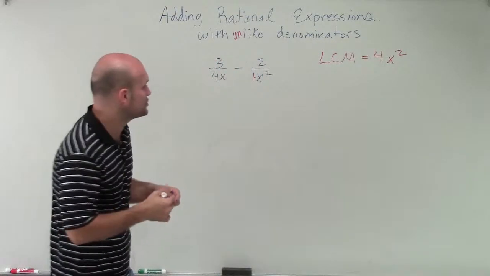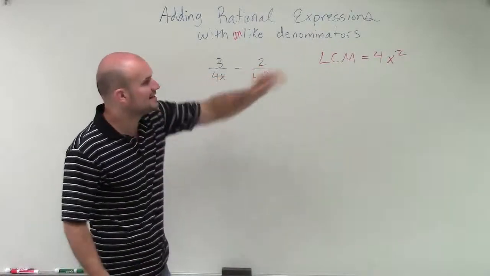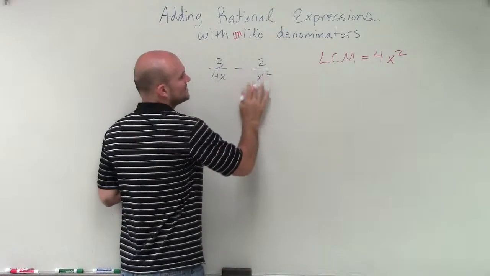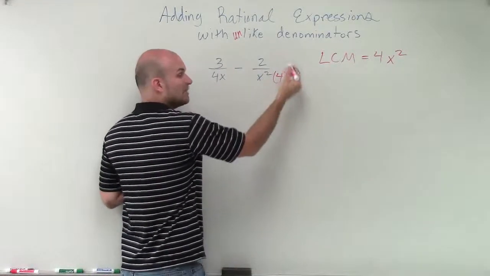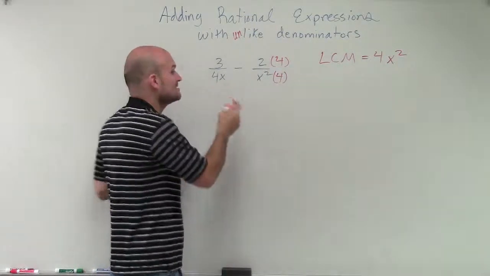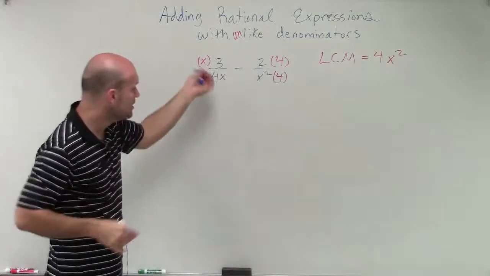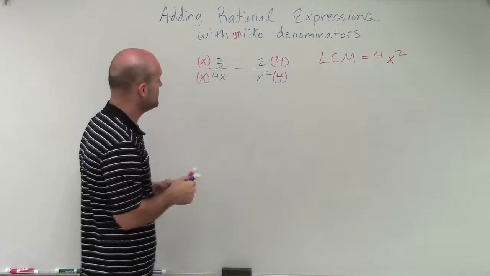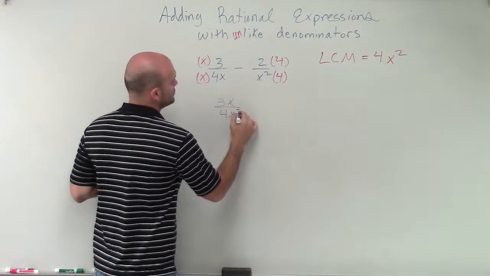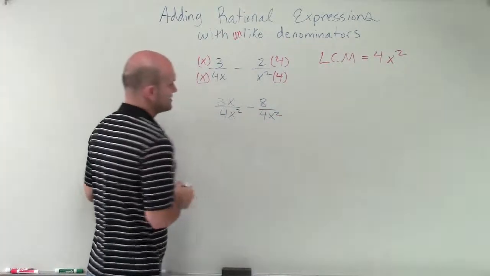Now what I need to do is just determine what values I need to multiply both my denominators by to get to 4x squared. So here I already have a 1x squared. So therefore, I just need to multiply by 4. And whatever we do in our denominator, we're going to do in our numerator. Over here, I already have 4x, but I just need to multiply by x to produce x squared. So therefore, that will give me now a 3x over 4x squared minus 8 over 4x squared.